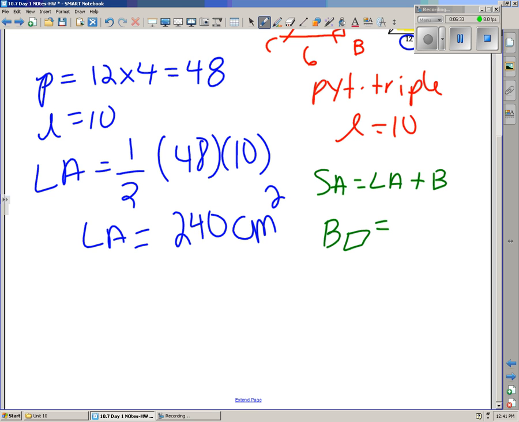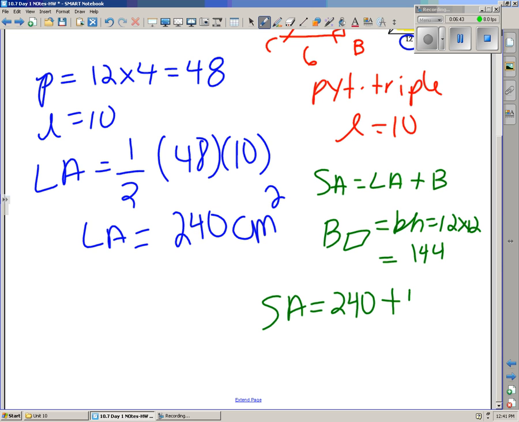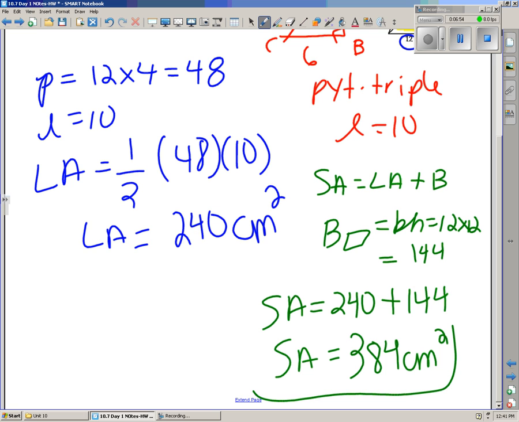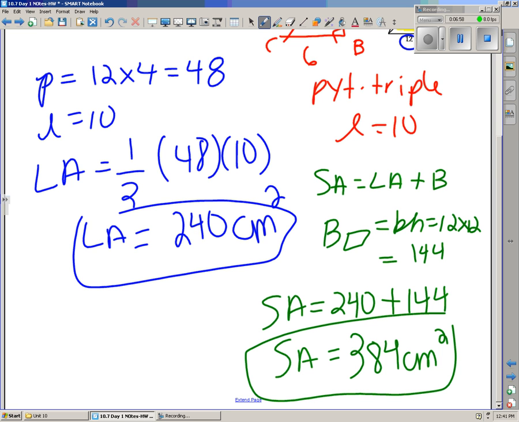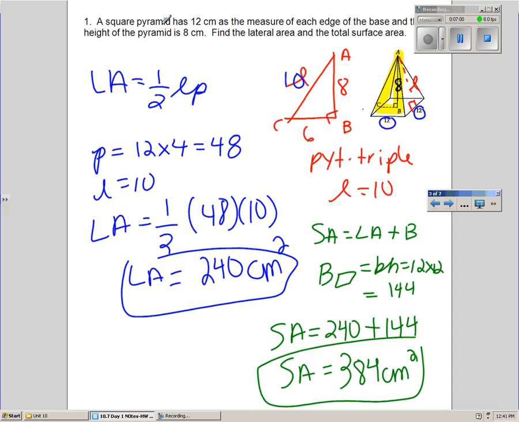The base we know is a square, which is 12 by 12. So the base we know happens to be 144. So the surface area becomes 240 lateral area plus 144 area of the base for a grand total of 384 centimeters squared. Surface area, lateral area, whole picture.